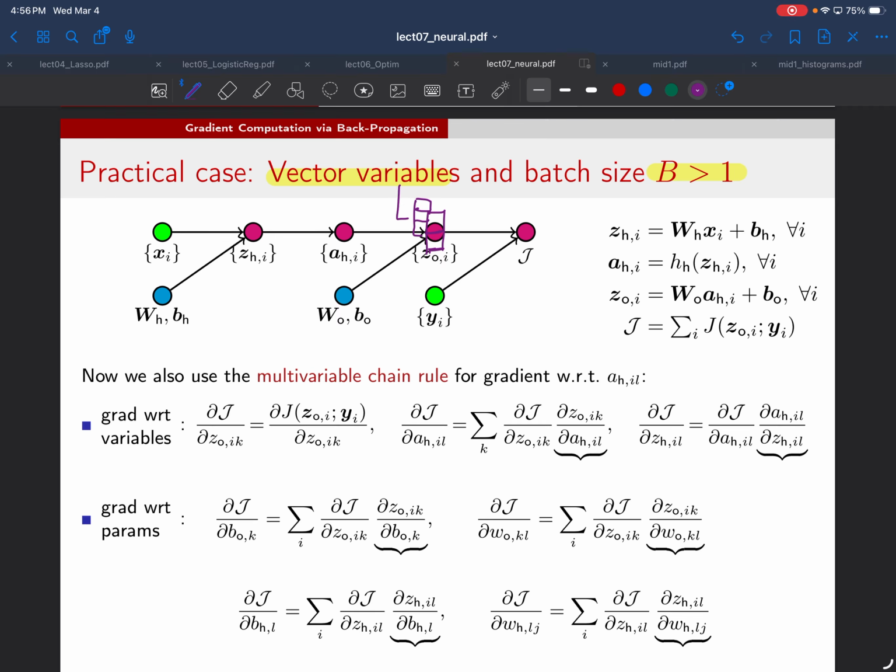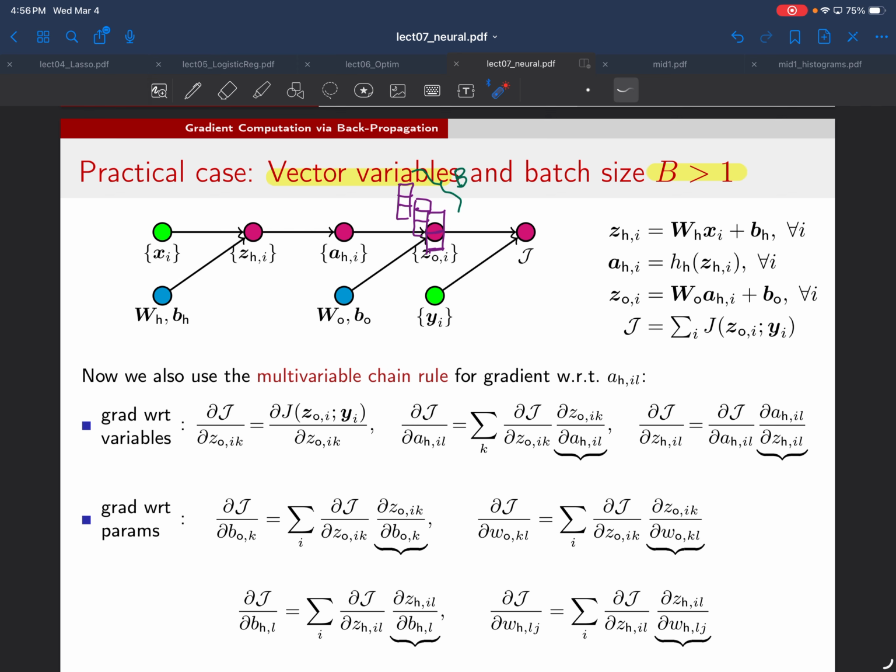something like this. Okay, so we have a collection of B things in the batch, but each of these things is vector valued in general. This ZO is a vector, boldface. So that's basically what we have in this case.